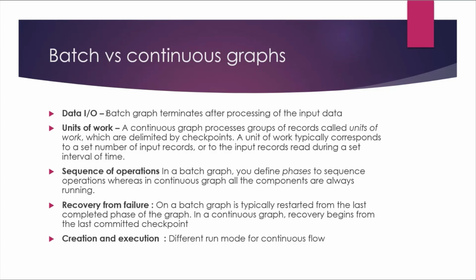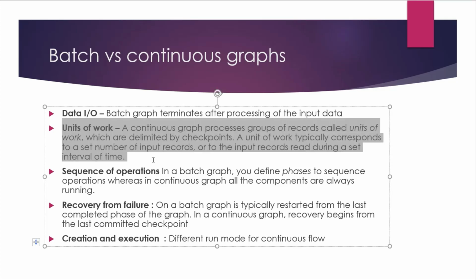Another thing is, in the case of continuous graph, remember that it always processes data in groups of records called units of work. So we will see what is units of work. But as of now, just assume that the continuous graphs process data in groups of records, which is called a unit of work. We will see in detail. Don't worry about the units of work.